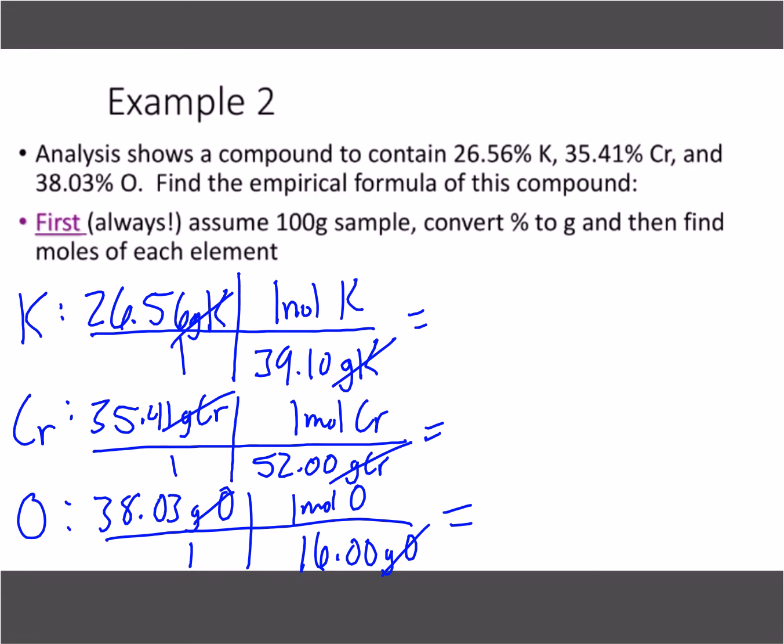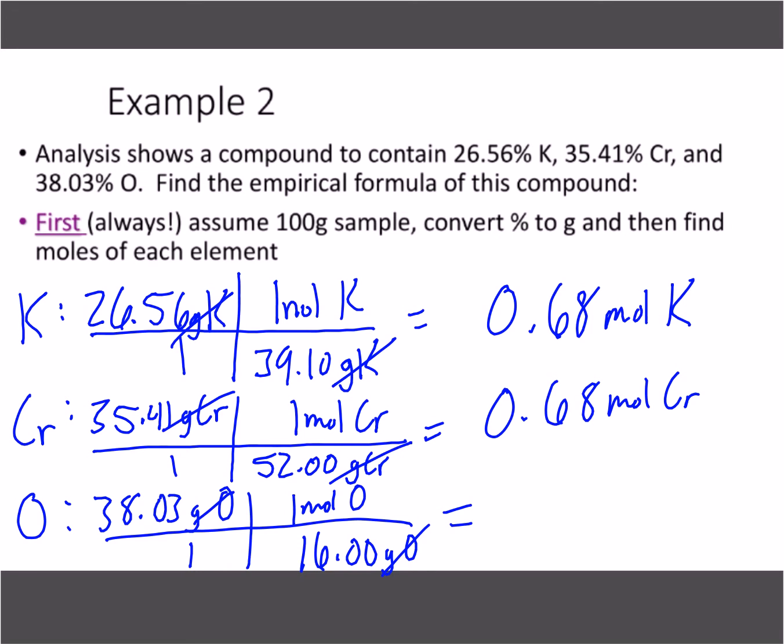So, when we do our math, who can tell me how many moles of potassium we have? 0.68 moles of potassium. What about chromium? How many moles do we have? Same, 0.68 moles of chromium. And then oxygen, when you go ahead and do the math, you should get a different number this time, 2.38 moles of oxygen. That's my first two steps right there: percent to grams, grams to moles.